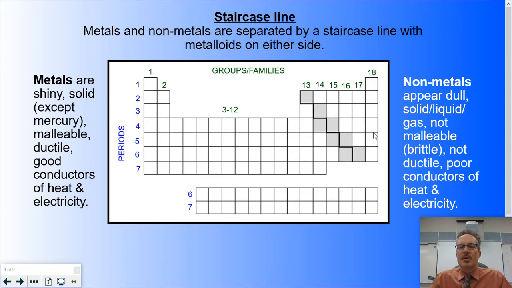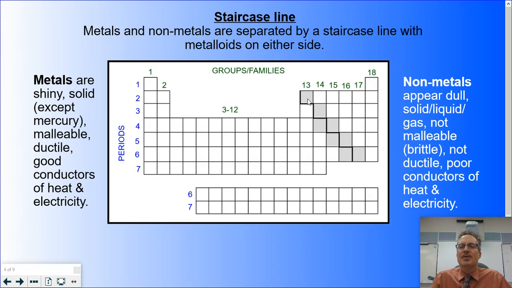They're solid, liquid, or gas. They're not malleable. So if I were to hit them with a mallet, they wouldn't smash out into a nice sheet. They would actually crumble or break up because they are brittle, like sulfur, a nice yellow hard solid. If I smash it with a hammer, it is going to just break apart into smaller pieces. They're not ductile, which means when I heat it up, I will not be able to stretch it into a wire. They are also poor conductors of heat and electricity.